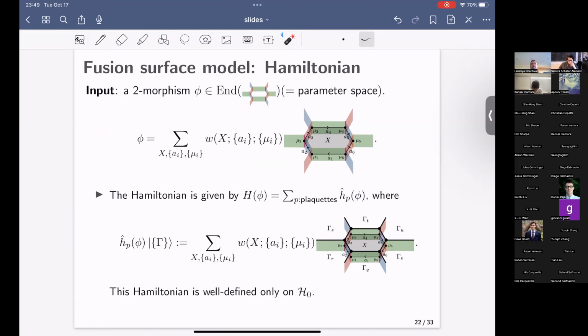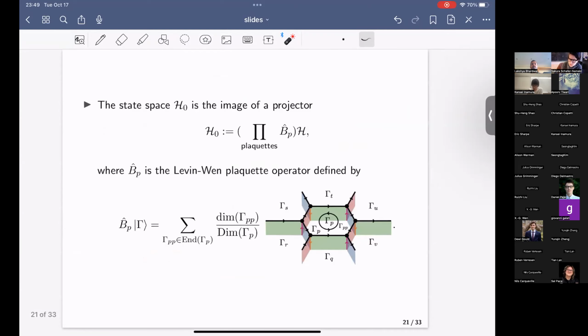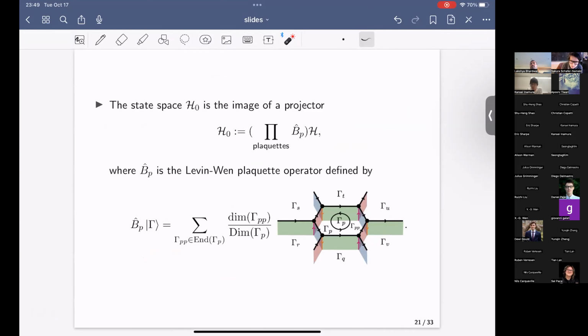Actually, can I ask a question about the projector? Yes. So is it the case that if you don't project into H0, some of the symmetry operators won't be topological? You're right. Okay, I see. So that's some motivation to want to project. This is another motivation. Yes. I see. Okay, thank you.